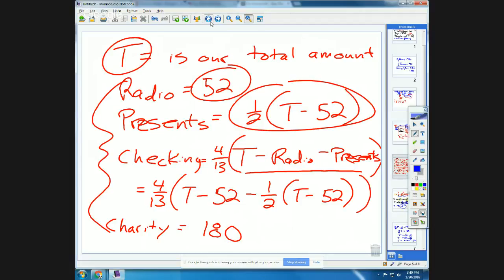So for the first time I did the algebra, I had to write at least this much stuff down to try and sort it out, to put it back together. So I had to label out everything. I wrote out things like t minus radio minus presence. I mean, I couldn't do it without writing all this stuff down. It's definitely one of the harder ones I've ever seen.